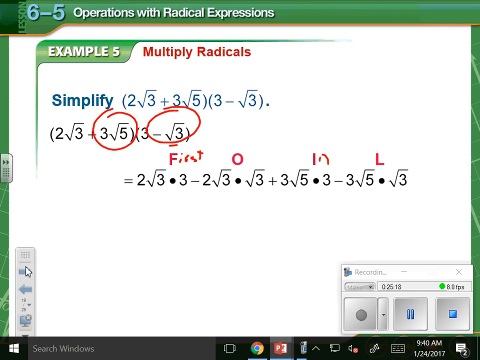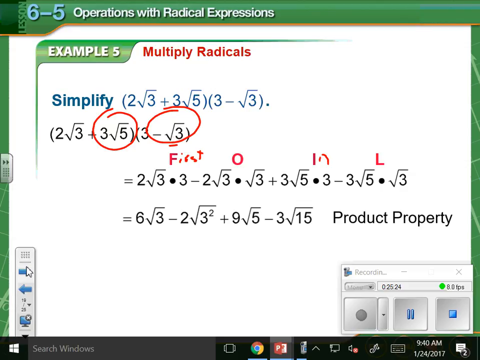after you figure out who's going to get multiplied together, then when you actually do the multiplication, you get 6 root 3 minus 2 root 3, then root 3 would be minus 2 root 3 squared. 3 times 3 is 9 root 5. And then 3 root 5 times root 3 would be times root 15. This one is going to change. Square root of 3 squared is just 3. So that'll become a negative 6. Nothing else is going to change.